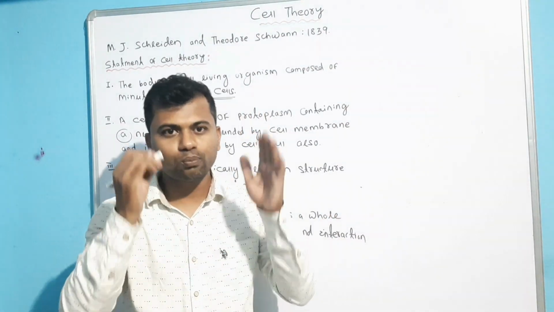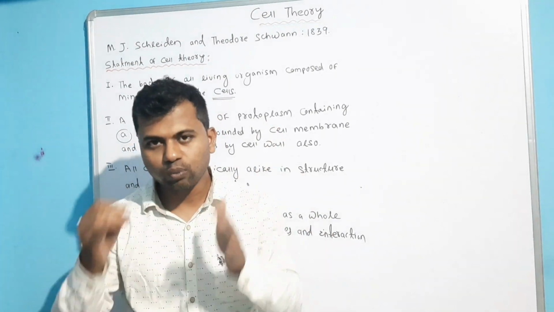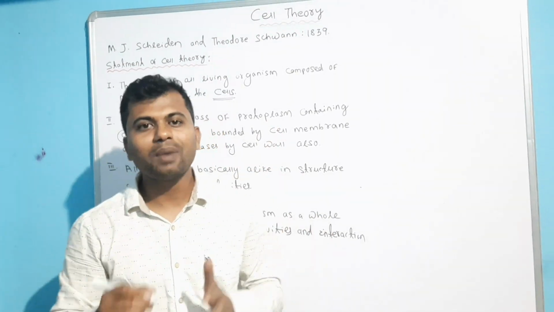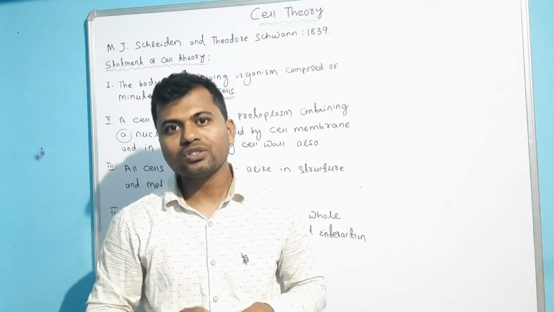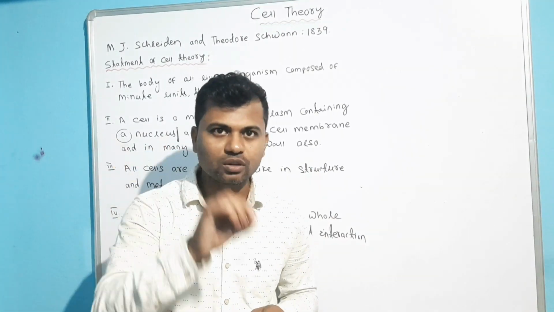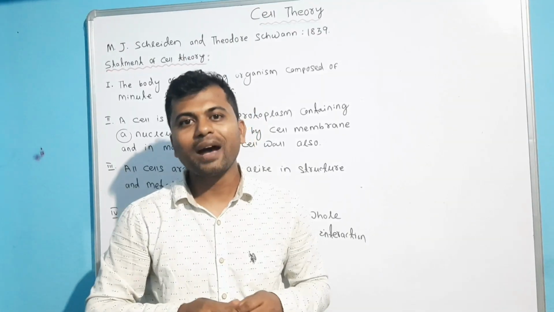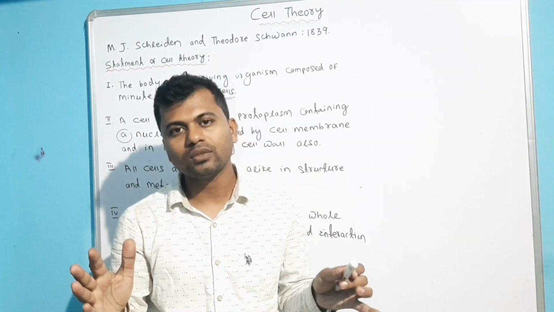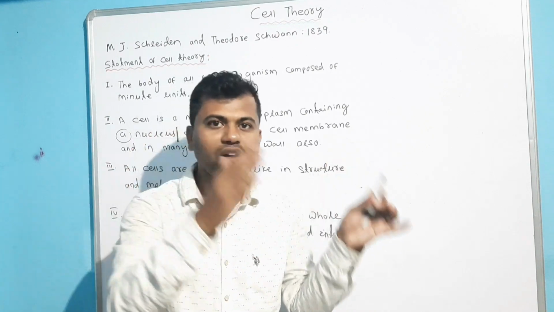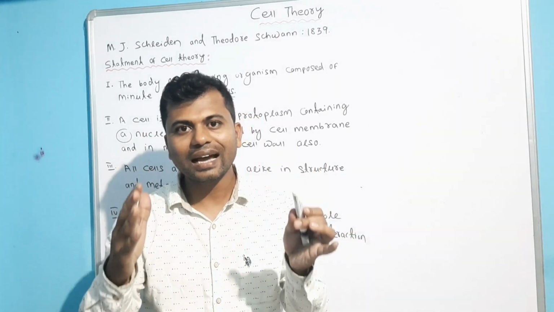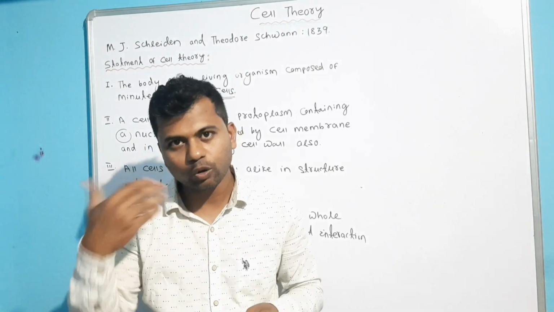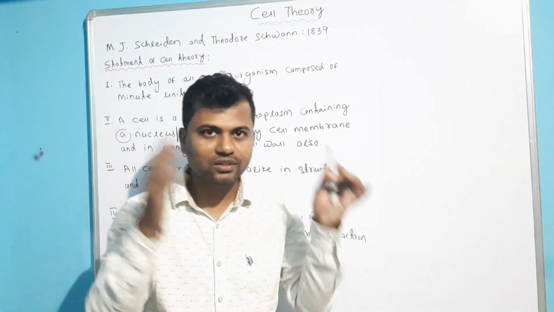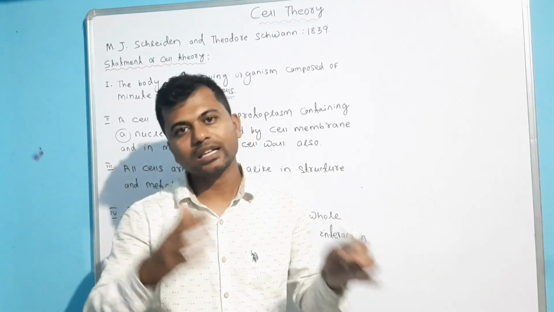Then come to the fourth objection to the cell theory. The fourth objection is the virus. Viruses are an exception to the cell theory, because according to the cell theory, the cell should have protoplasm and should be living, but viruses do not have protoplasm. Viruses are neither living nor dead. Because they are neither living nor dead, have no functional autonomy, and do not have protoplasm, they are an exception to the cell theory.